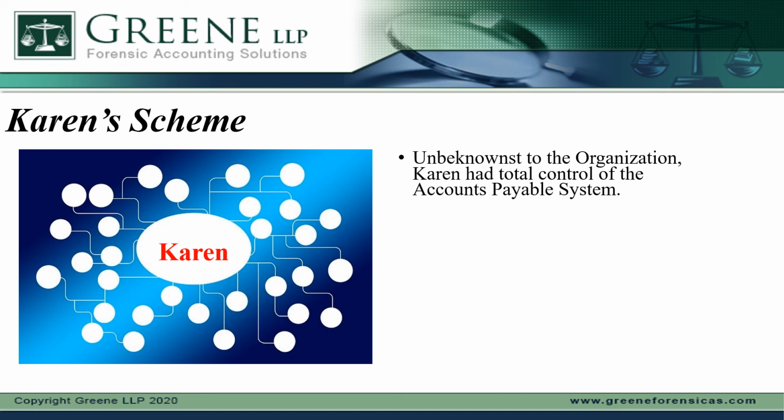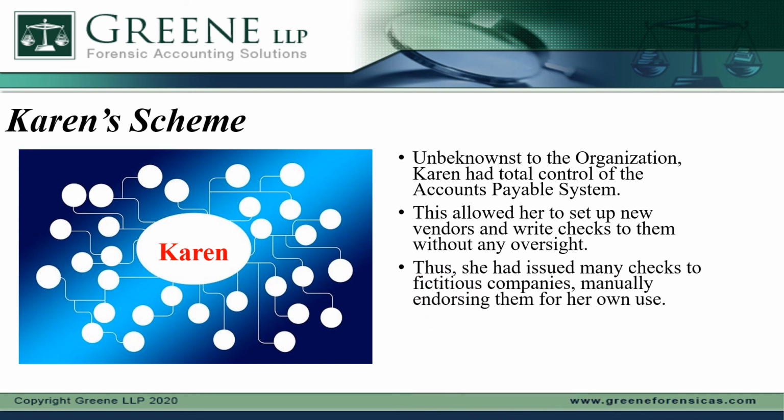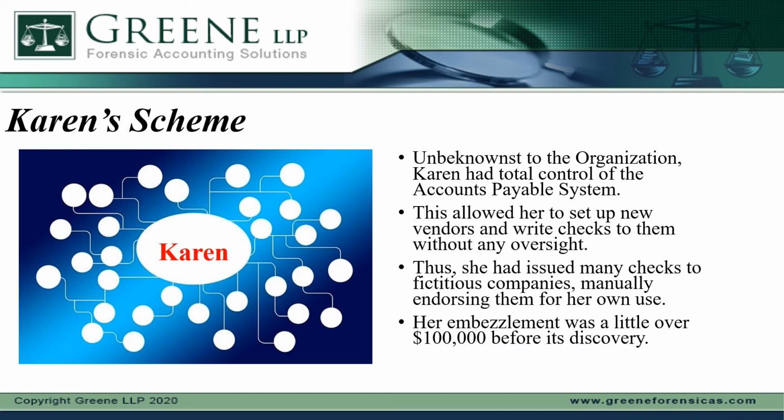Despite having a clean opinion on their internal control system from an outside firm, unbeknownst to management, Karen had complete access to the accounts payable system. This allowed her to set up new vendors and write checks to them without any oversight from management. Thus, she had issued many checks to fictitious companies, manually endorsing them for her own use. Her embezzlement was a little over $100,000 before its discovery.